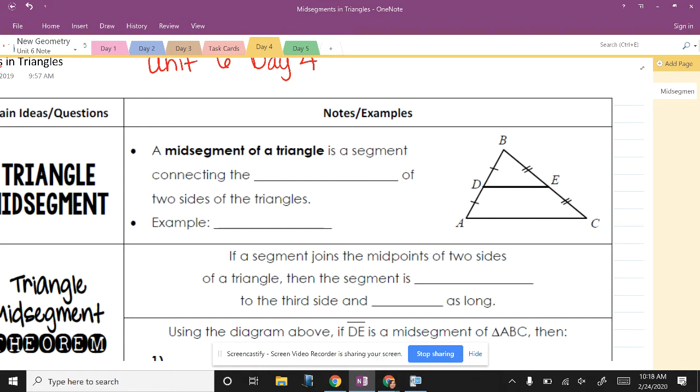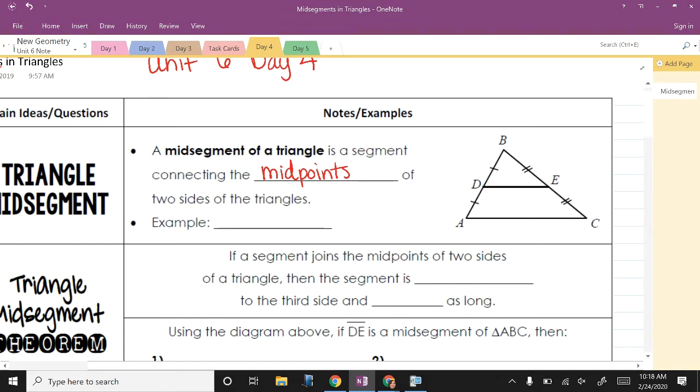So a mid-segment of a triangle is a segment connecting the midpoints of two sides of the triangle. For example, DE is the mid-segment of this triangle. Because D is the midpoint of AB, E is the midpoint of BC, so DE is the mid-segment of the triangle. Okay? It's the segment in a triangle that connects the midpoints of two sides.